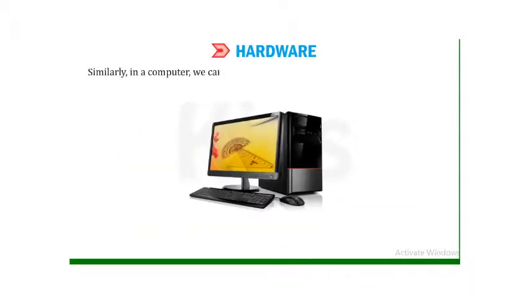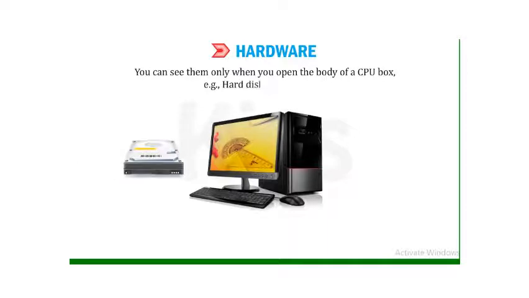Similarly, in a computer, we can see the parts of the hardware that are outside. For example, monitor, keyboard, etc. They are attached to the CPU by cables. Some parts of hardware are inside the CPU. You can see them only when you open the body of a CPU box. For example, hard disk, CPU chips, etc.